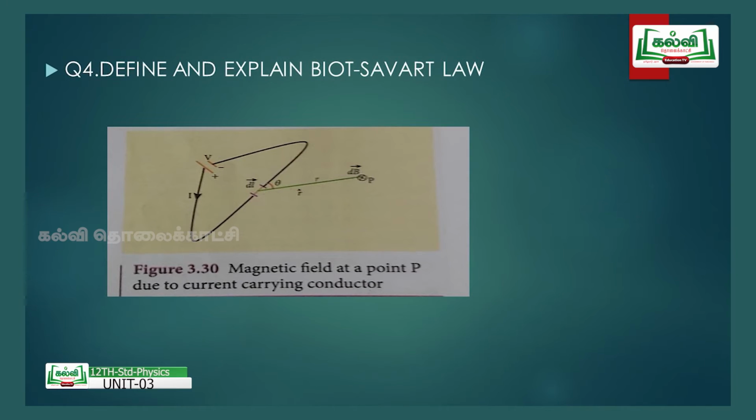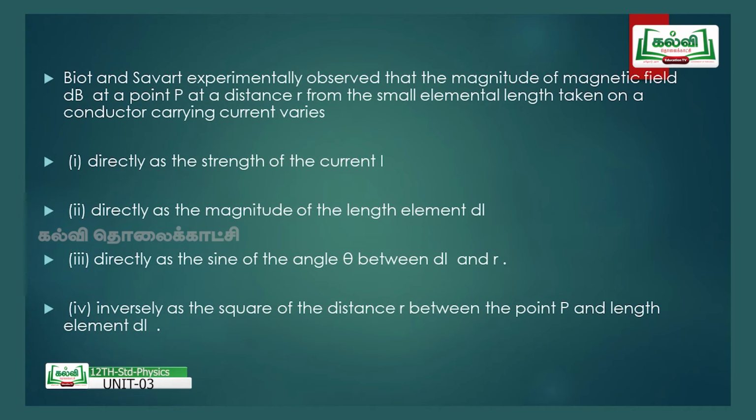The magnetic field will be directly proportional to the strength of the current I. Then the magnetic field will be directly proportional to the magnitude of the length element dl, and it will also be directly proportional to the sine of the angle between dl and r. What is the angle between dl and r? That is theta. So, it will be directly proportional to sin theta. Then it will be inversely proportional to the square of the distance between the length element dl and the point P.